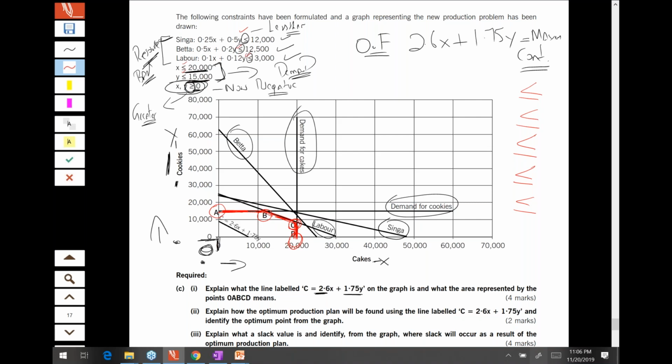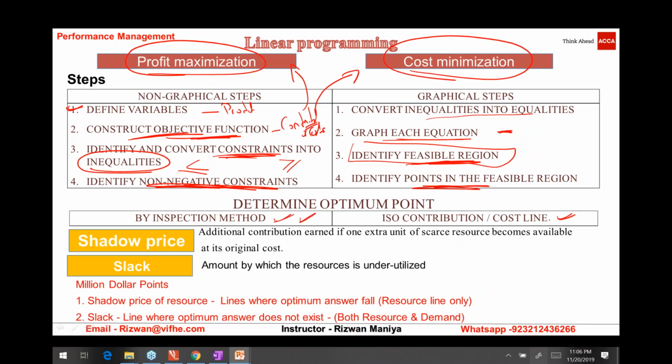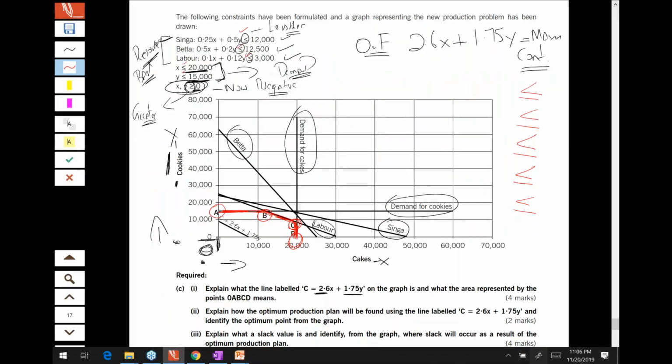As you see here, we can find the answer using the ISO line method and the inspection method. The ISO line is the examiner's most favorite area. About the feasible area: all the inequalities are less than or equal to, so the most inner region is the feasible area, okay, Tayyab? The shortcut to find the feasible area quickly is this: when all the inequalities other than the non-negative constraints are less than or equal to, the most inner region is the feasible area.